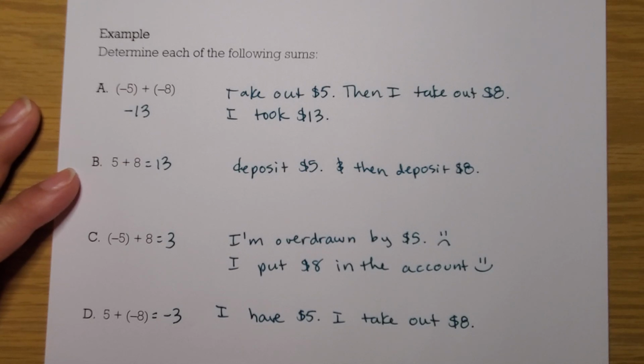So if thinking of addition in terms of money helps you out, then this is a way that you can think about it. In the next video, we're going to look at one more way we can think about adding signed numbers. And I think of it kind of like a little video game, like circles against squares or blue against red, things like that.